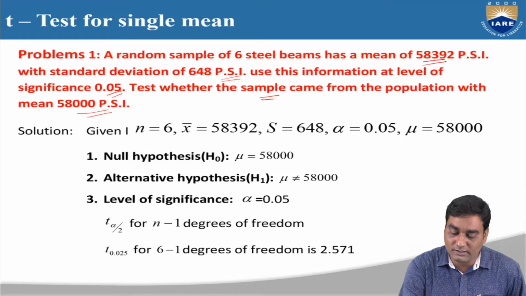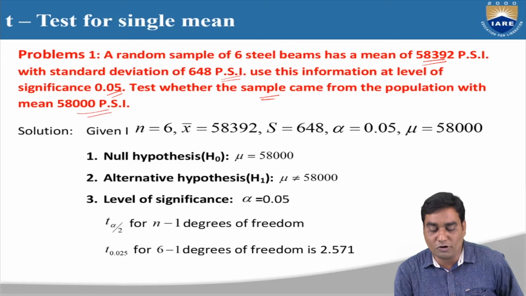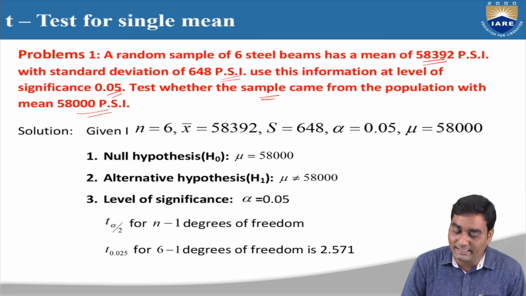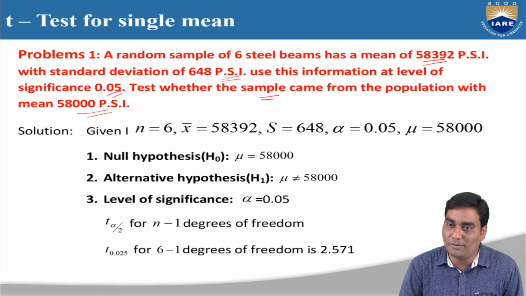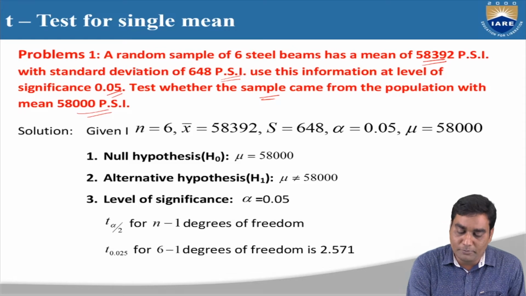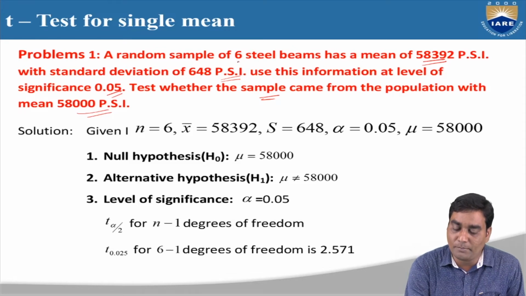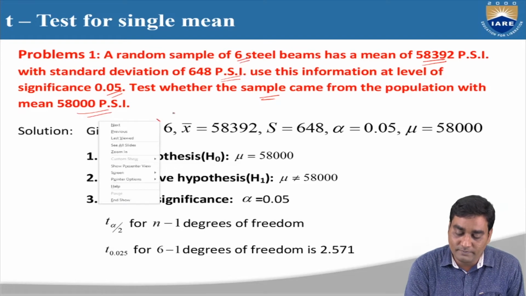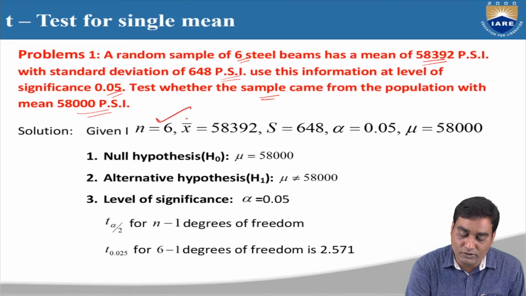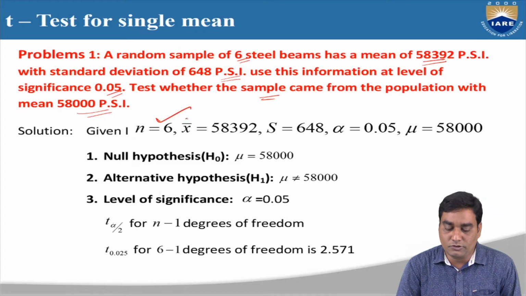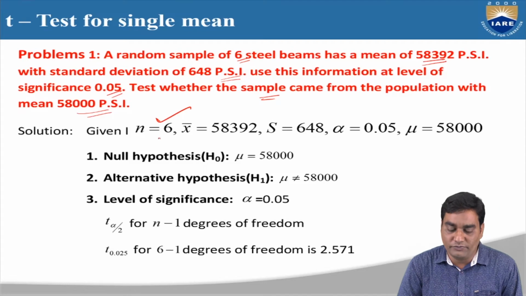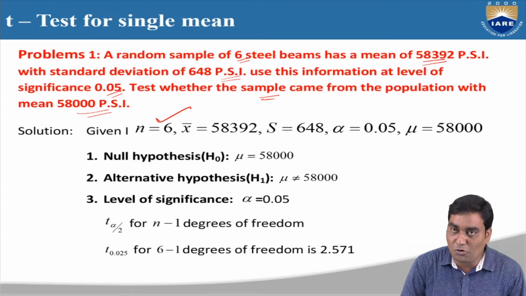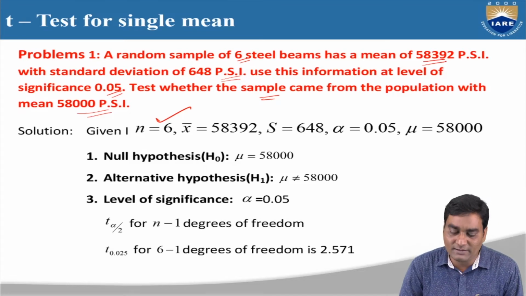Based on the description of the problem, first we have to write what values are given in the problem. Again I am going to read the question. A random sample of 6 steel beams. The sample size is denoted by n, and that value is given, n equal to 6. Based on n equal to 6, we identify that this is a small sample because the size is less than 30.